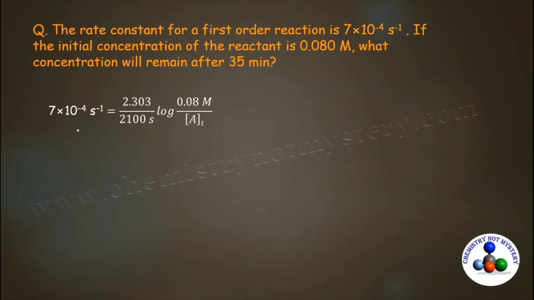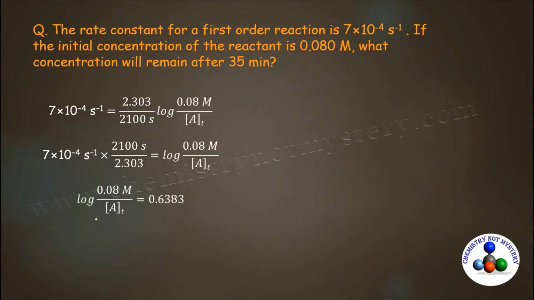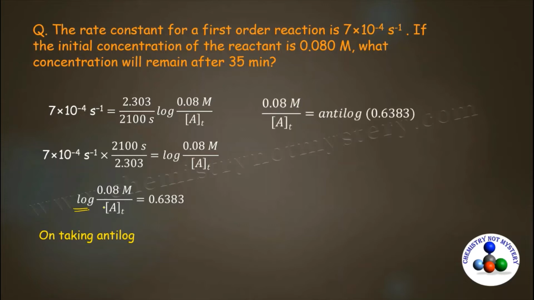Now transfer all number terms to the left side of the equation. So you will get 7 into 10 raised to minus 4 per second multiplied by 2100 seconds divided by 2.303 is equal to log 0.08 molar over At. On solving the left side of the equation, you will get log 0.08 molar over At is equal to 0.6383. To remove this log, we have to take the anti-log on both sides of the equation. So you will get 0.08 molar over At is equal to anti-log of 0.6383. On taking the anti-log, we will get 4.35.